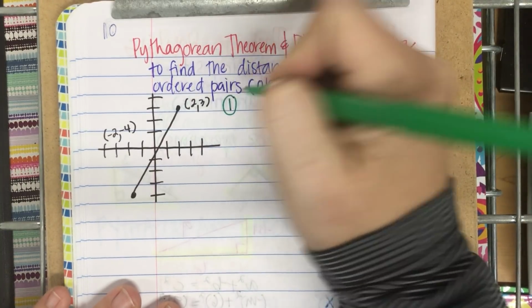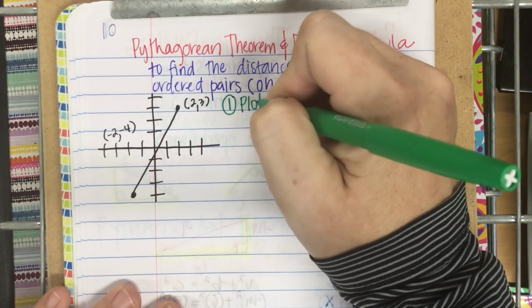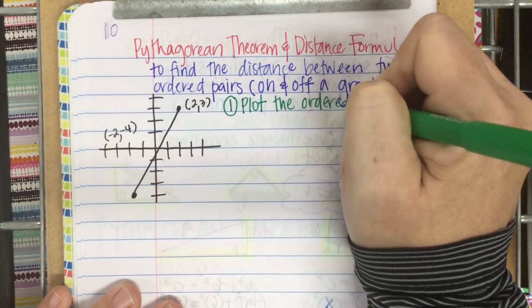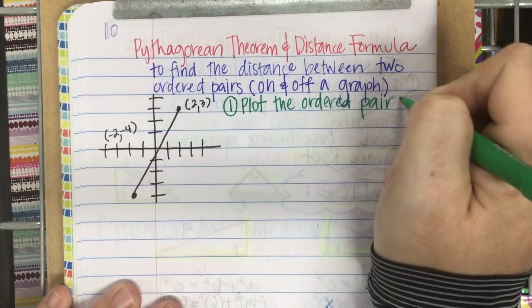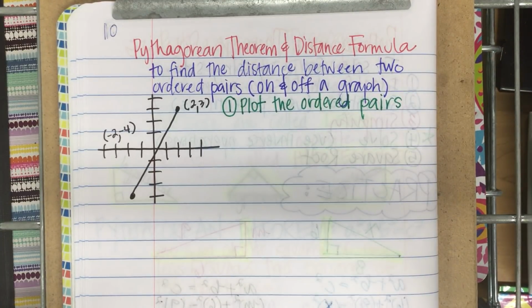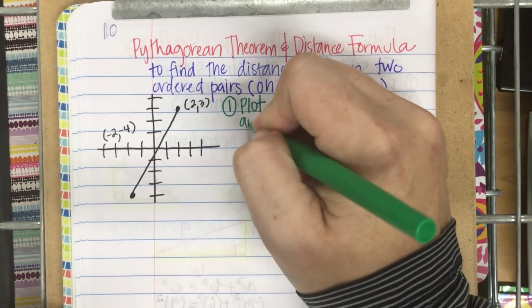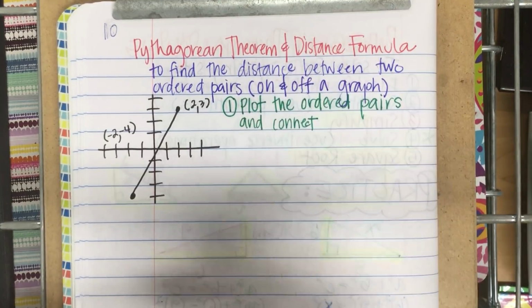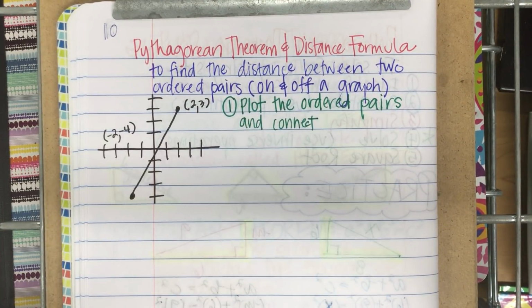So sometimes step number 1 we can skip. Step 1 is to plot the ordered pairs, and lots of times in your homework and in your notes it's going to be done for you. So we're going to plot our ordered pairs and we're going to connect them. So that's already done for us. We already have that part done.